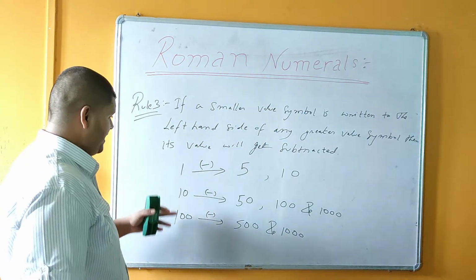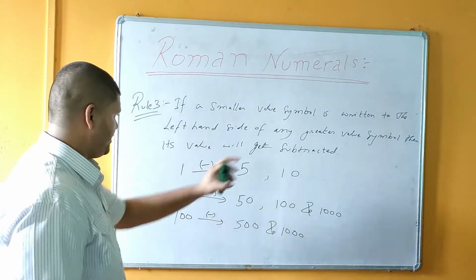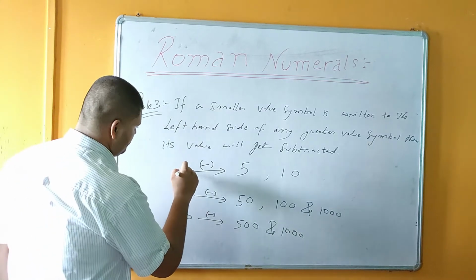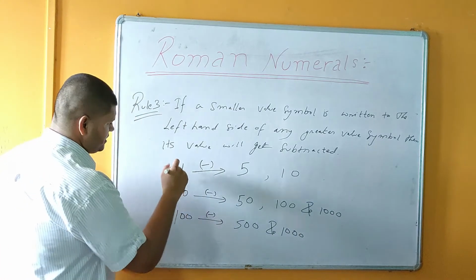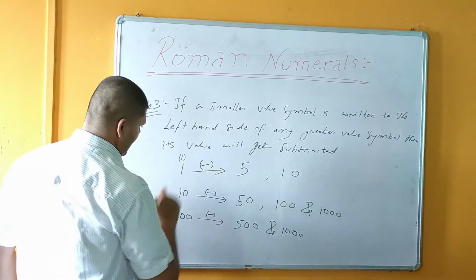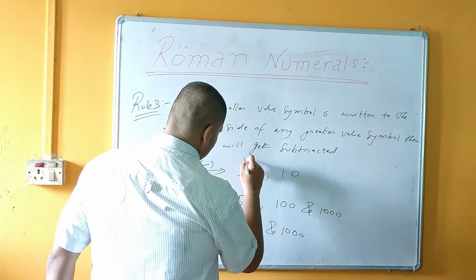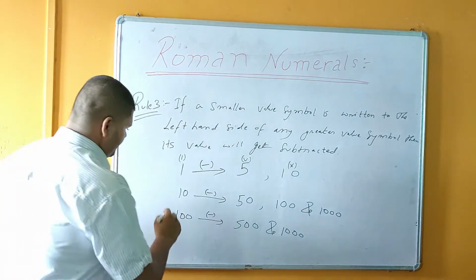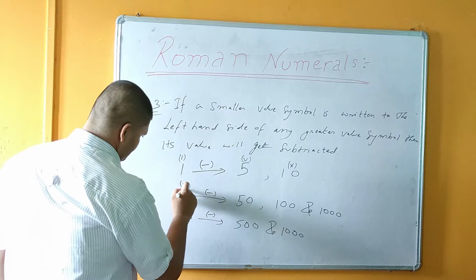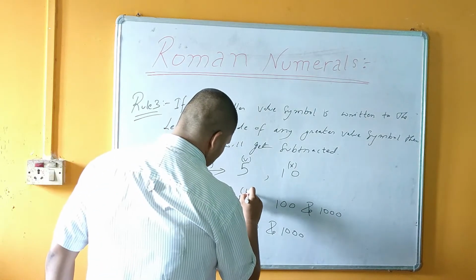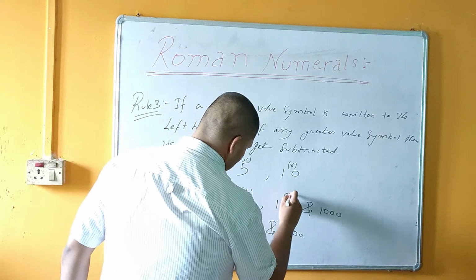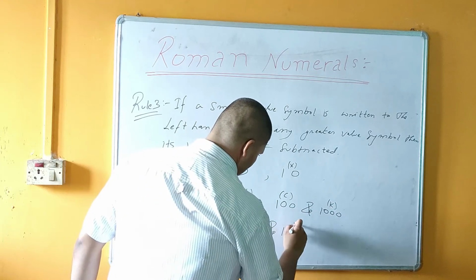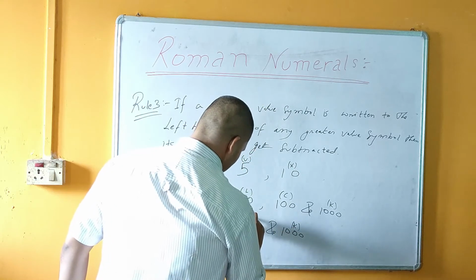So what do you mean by writing this much? It is something like this. This 1 means you have to consider I. This 5 means you have to consider V. This 10 means you have to consider X. This 50 means L. This 100 means C. This 1000 means M.